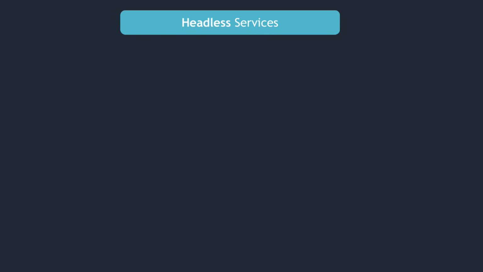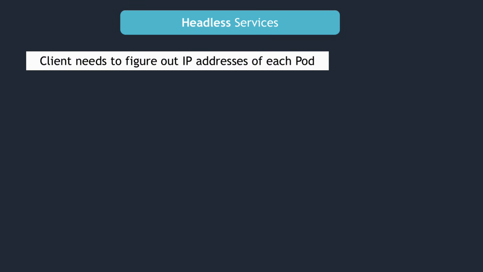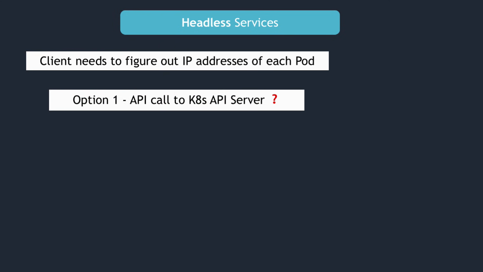So going back to our example of how a client can know pods' IP addresses, for a client to connect to all pods individually, it needs to figure out the IP address of each individual pod. One option to achieve this would be to make an API call to the Kubernetes API server, and it will return the list of pods and their IP addresses. But this will make your application too tied to the Kubernetes-specific API. And also this will be inefficient because you will have to get the whole list of pods and their IP addresses every time you want to connect to one of the pods.